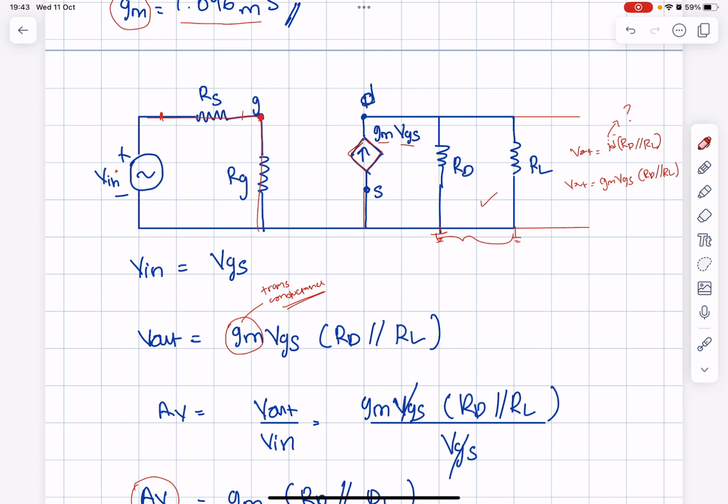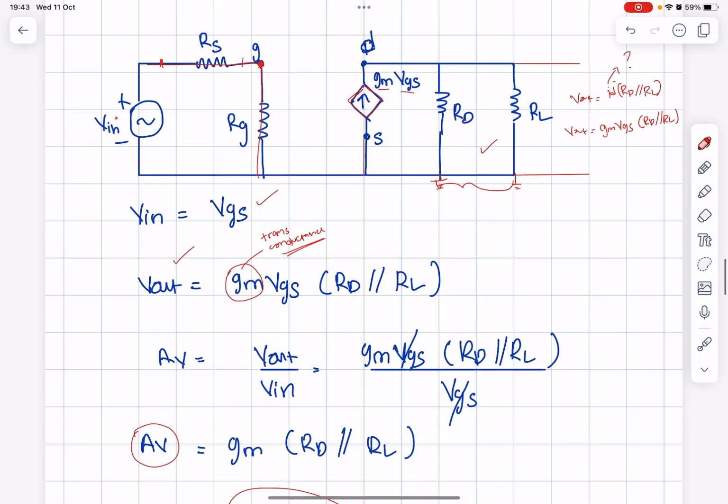So in order to get your voltage gain, you need to know your Vin and Vout, because AV is equal to Vout divided by Vin.